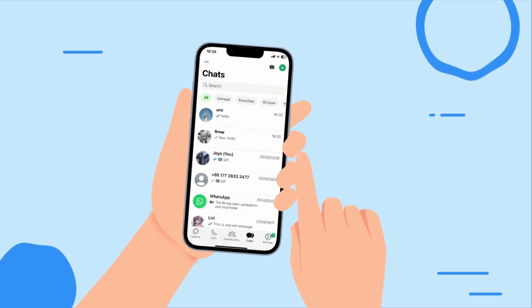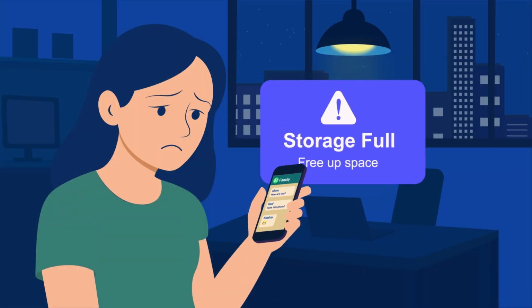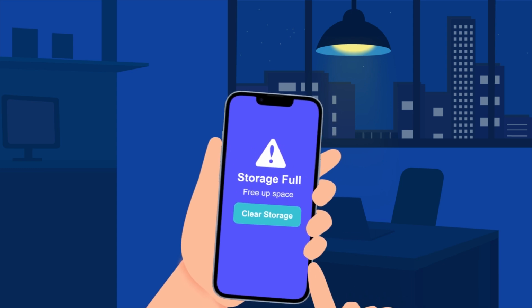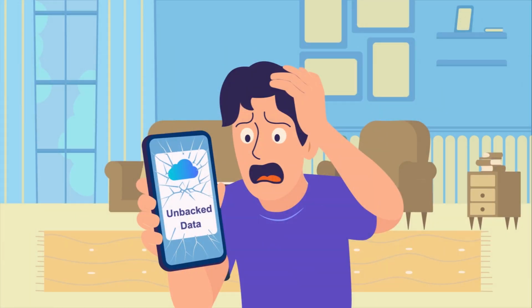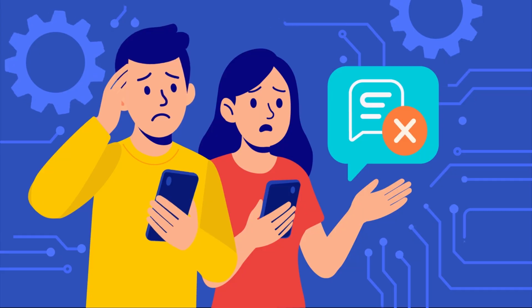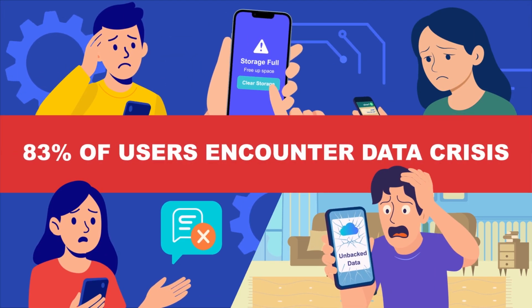When we use mobile phones, we always face these situations. A. When the phone memory is insufficient, you can only delete the chat history to increase the storage space. B. When faced with an emergency, such as a broken screen, but unable to back up data in time. C. Lost all chat records after changing the phone. 83% of users experience data crisis at least once a year.